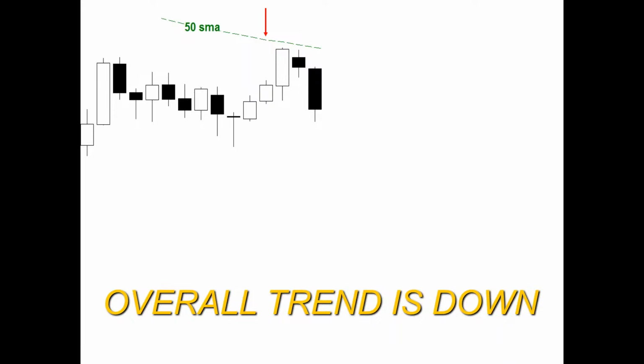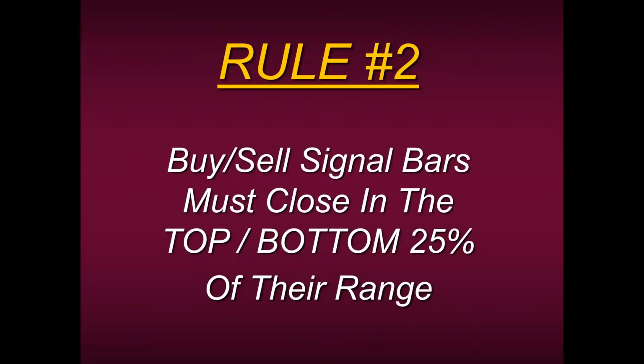All right, so that's rule number 1. Let's go on to rule number 2 now. We know what the overall trend is by applying the 50. What about the short-term trend? Well, buy and sell signal bars must close either in the top or bottom 25% of their range. I know this sounds a little wordy and a little confusing. Let me share with you what I mean by showing a description.